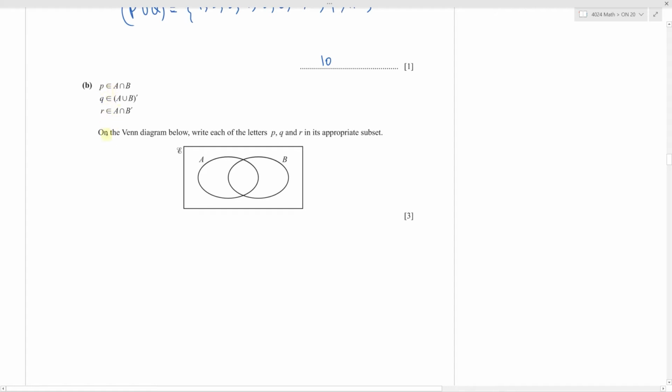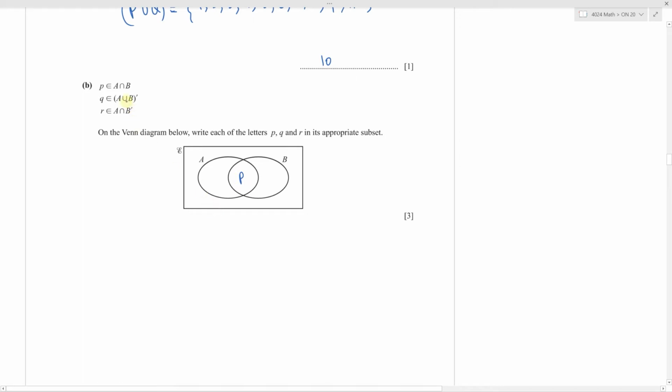Part B is you're given P, Q, R. On the Venn diagram below, write each of the letters P, Q, and R in its appropriate subset. So P is what? A intersection B. So what is the area that is overlapped with A as well as B? So this is this area. This is A intersection B. So your P will be here.